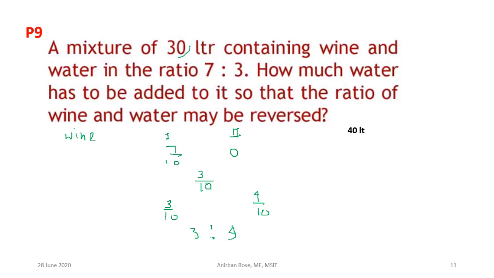Okay, now it has been given that 30 is the initial mixture. So these 3 correspond to 30. If 3 corresponds to 30, then what does 4 correspond to? 4 corresponds to 40. So the answer is 40 liters. Okay.